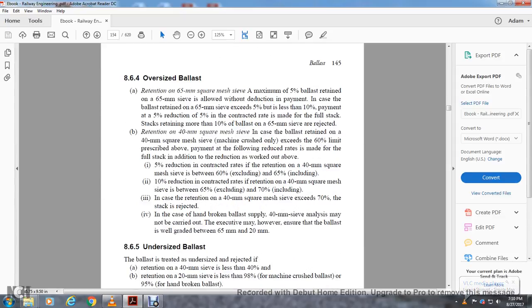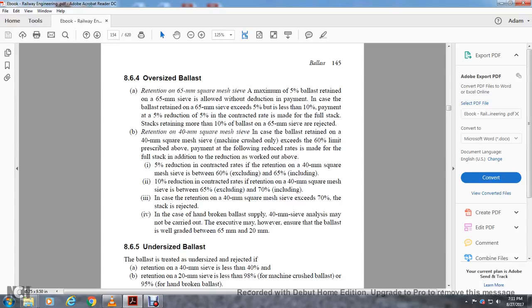8.6.4 Oversized ballast. Retention on the 65 millimeter square mesh sieve with a maximum of 5% ballast retained on the 65 millimeter sieve is allowed without deduction in payment. In case the ballast retained on the 65 millimeter sieve exceeds 5% but is less than 10%, payment will be made with a 5% reduction in the contract rate for the full stack.